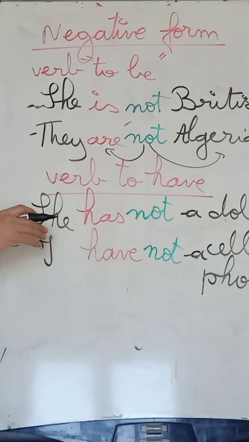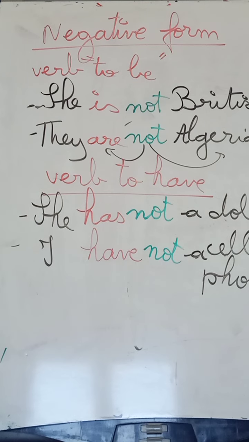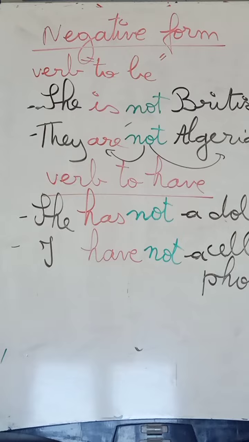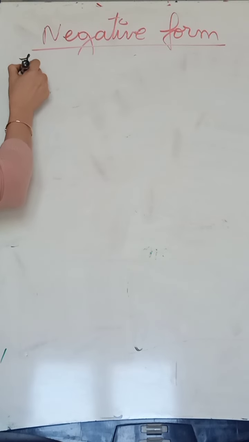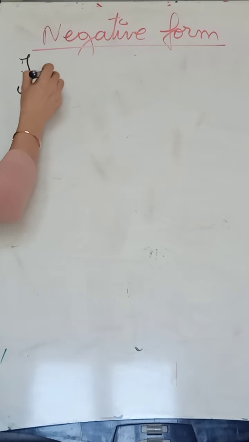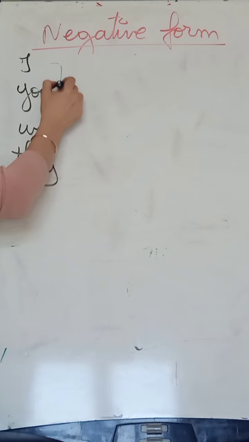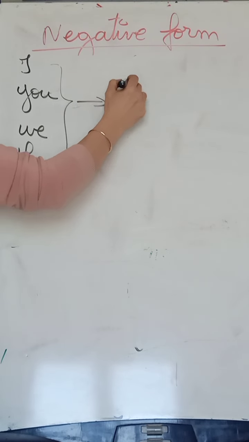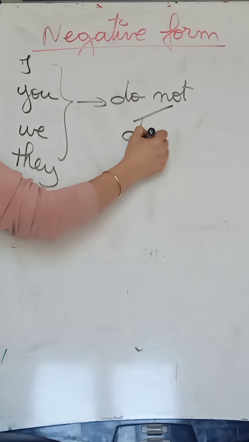Here, I use it with verb to be and with verb to have. And now we are going to see with the other verbs. Here with negative form, I have to use the auxiliary do or does. Listen here. With I, you, we, and they, I use do not or don't.